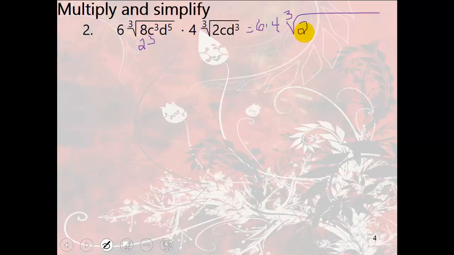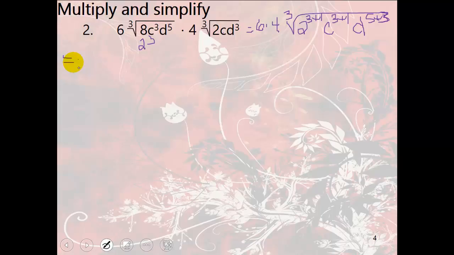And I get 2 to the 3 plus 1. And then I have c cubed and a c. That's going to be c to the 3 plus 1. And then I have d to the 5th and d cubed. So that's d to the 5 plus 3. Those are just our rules of exponents. Okay, that's a 3.